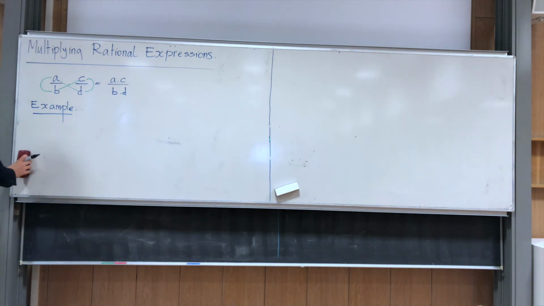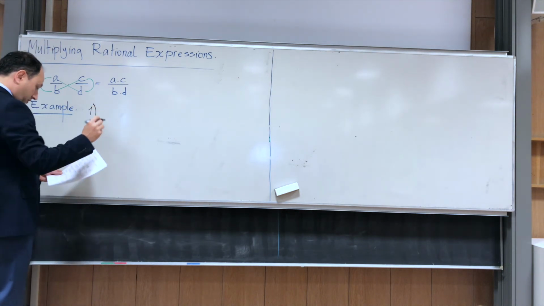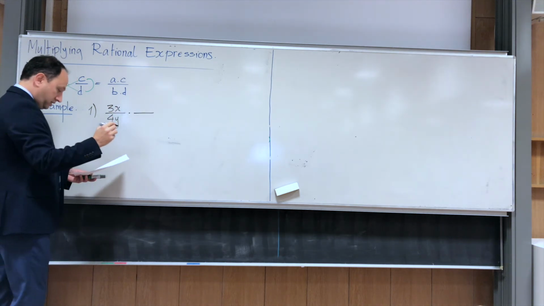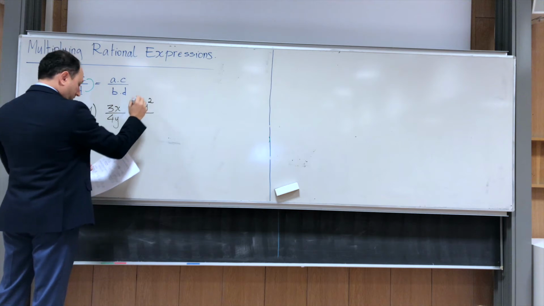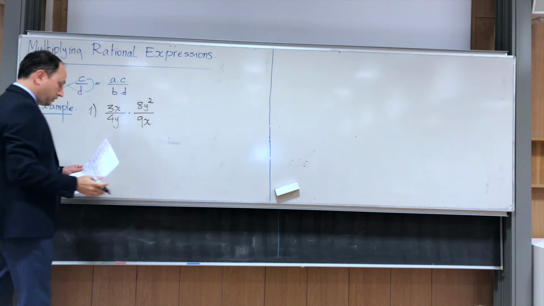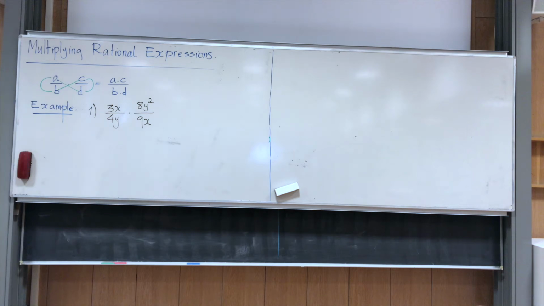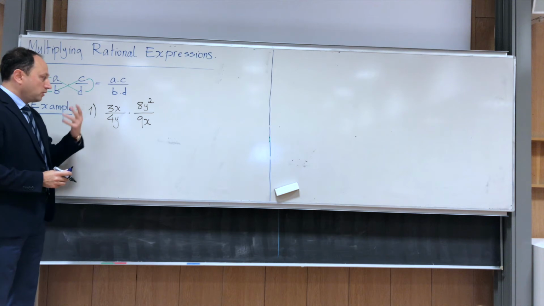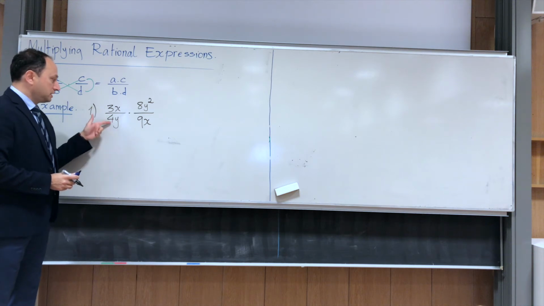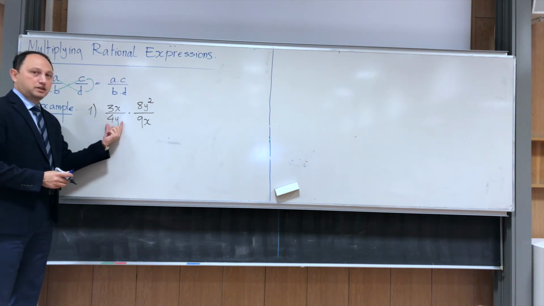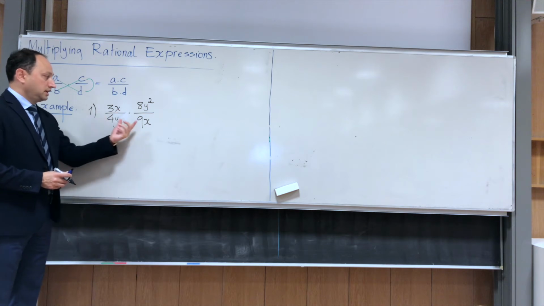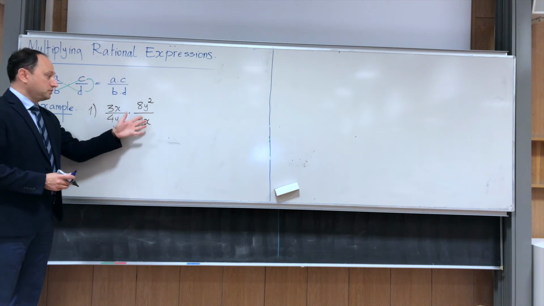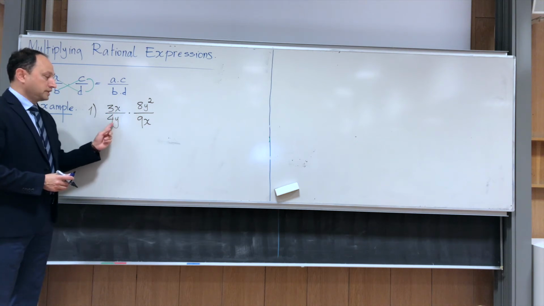So number one, this is the first one: 3x over 4y multiplied by 8y squared divided by 9x. Okay? So here you see I have a rational expression, I have another rational expression, my goal is to multiply. What I do, I look vertically first here. Is there something that I can simplify in this fraction on its own? No. No factor in common. The answer for this one is again no. But then it doesn't mean that it is not possible to simplify. You need to do the cross-manner simplification if possible.